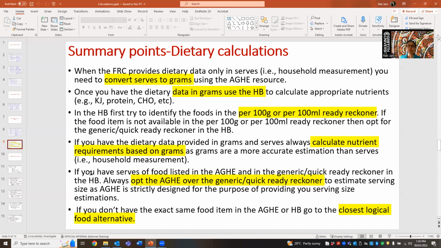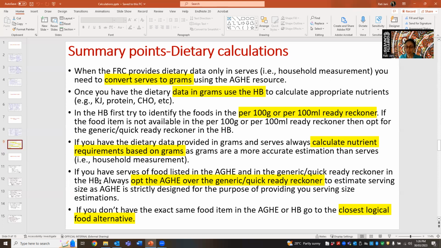Okay, then if you have a case in which you have serves of food listed in the Australian Guides to Healthy Eating, and you have the serves also listed in the generic quick ready reckoner, which is present in your handbook. Your handbook gives you serves for a few food items in the quick ready reckoner.